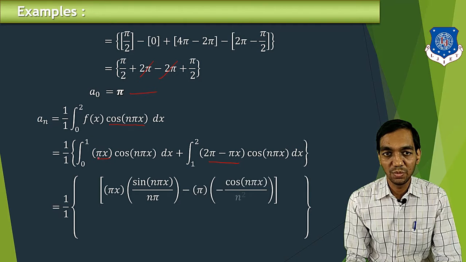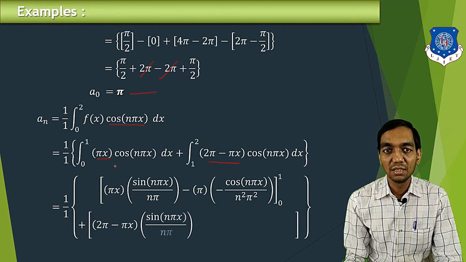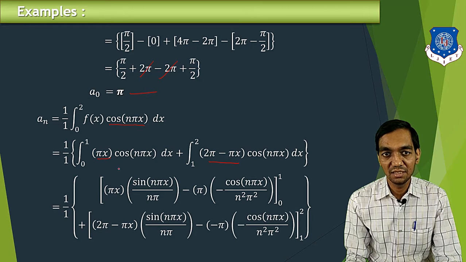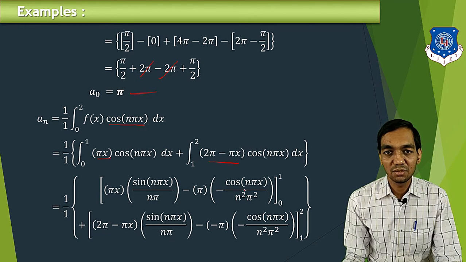So first, pi x as it is. That means we are going to use the continuous integration by parts. So pi x as it is, and cos as an integration gives sin n pi x upon n pi, minus pi x as a derivative gives pi. And this term sin n pi x upon n pi has a second integration, minus cos n pi x upon n square pi square. Correct? Then pi has a derivative 0, so we have these two terms and the limit is from 0 to 1.